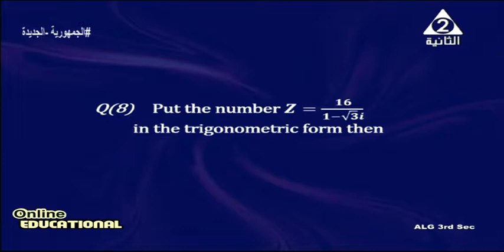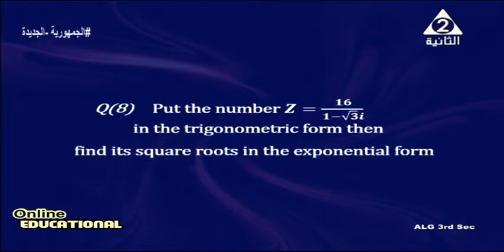Look at, my dear student, if we have a complex number in algebraic form, z = 16 over (1 − √3 i), write it in trigonometric form, then find its square root in exponential form.